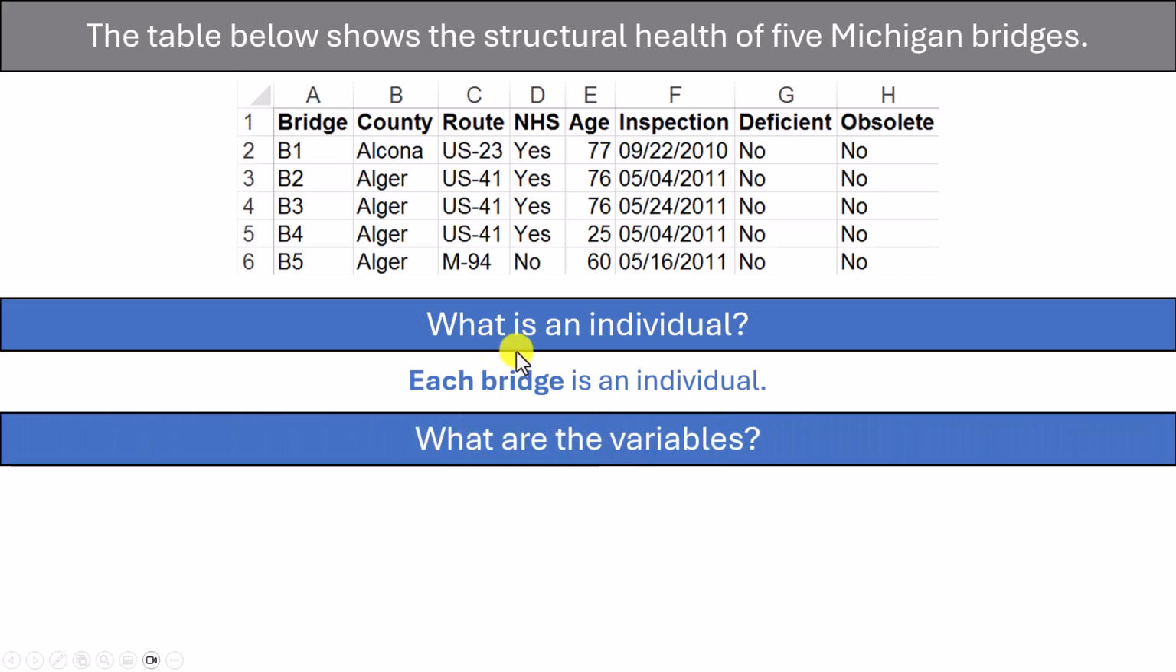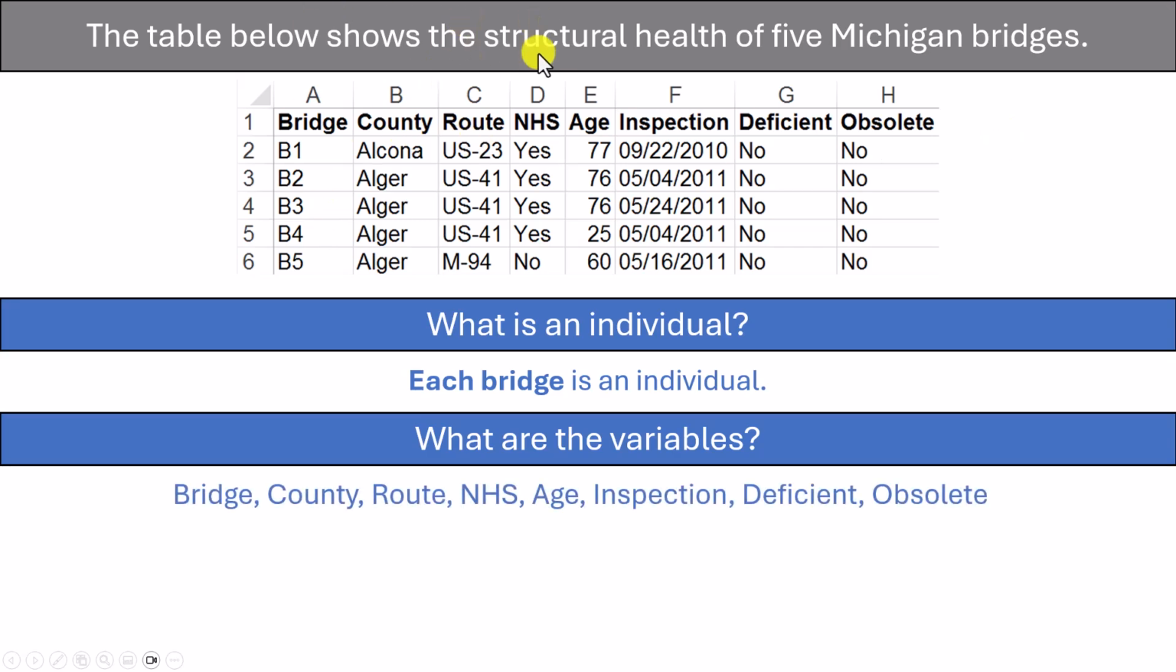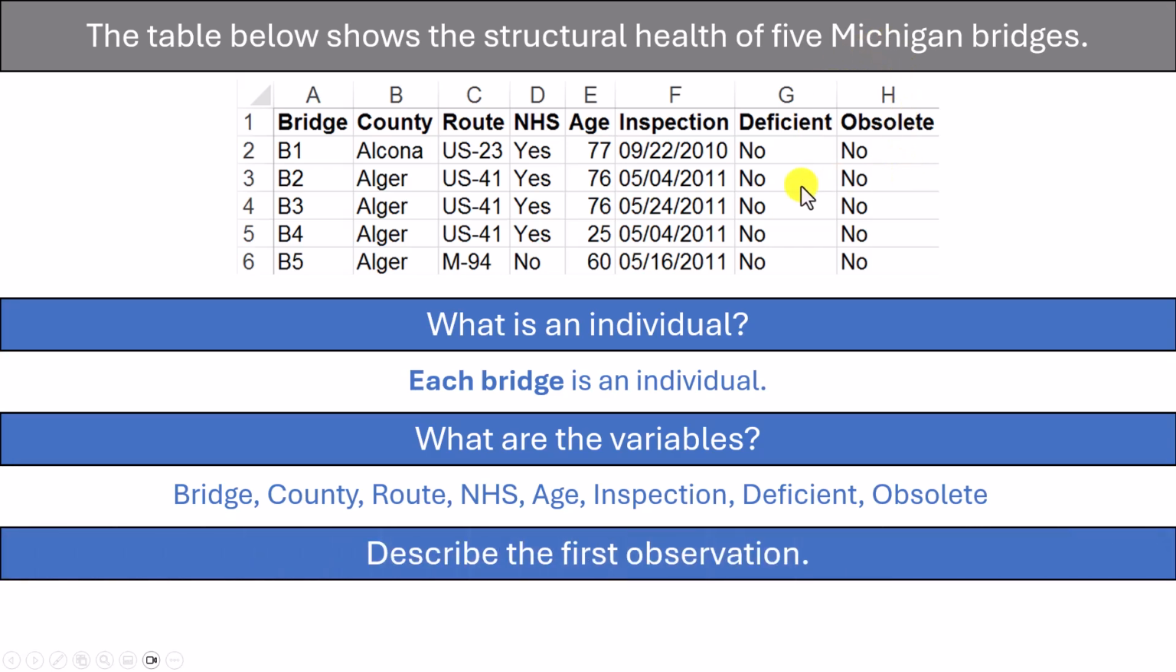Second, what are the variables? Well, the variables are basically everything that's given in the very first row. We have bridge, county, route, NHS, age, inspection, deficient, and obsolete. And then maybe we're asked to describe the first observation. Remember, observation just refers to all of the variable details for one individual, right? So the first observation would be everything in this second row here, which relates to bridge number 1.